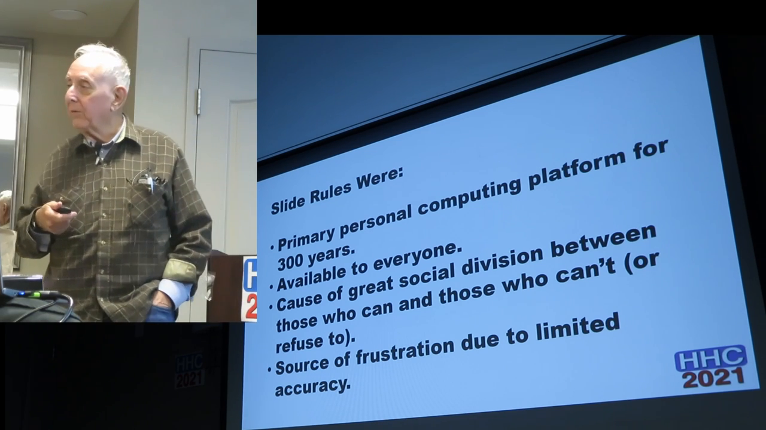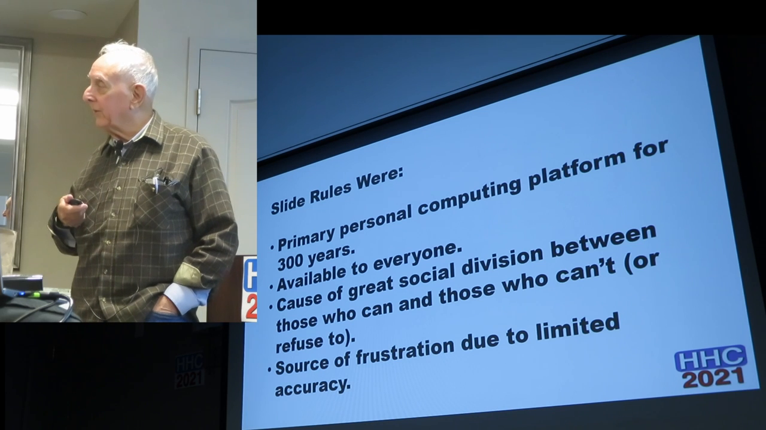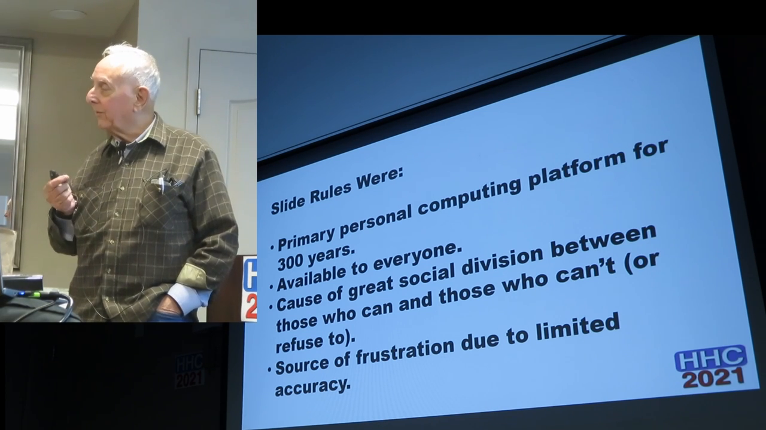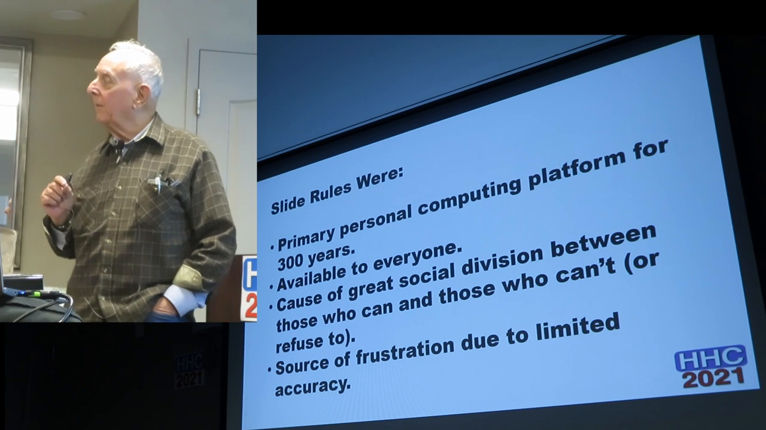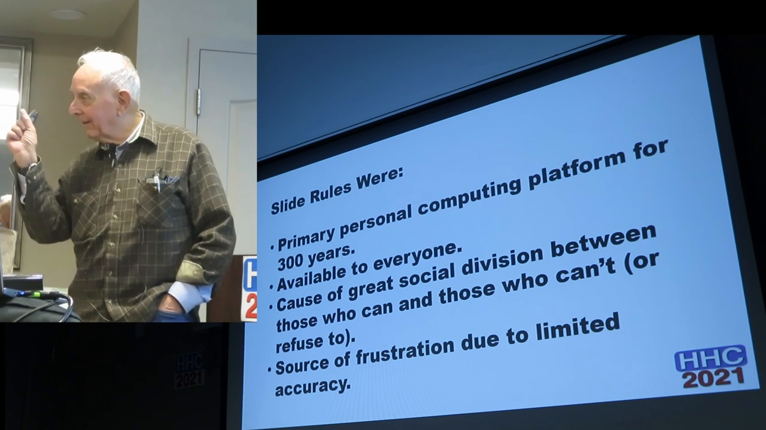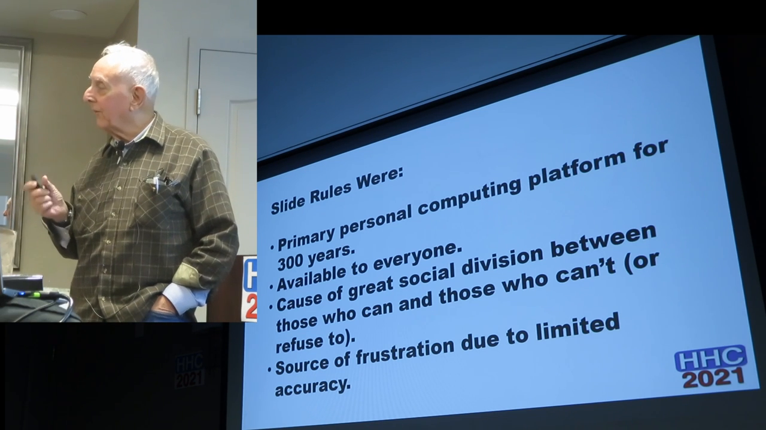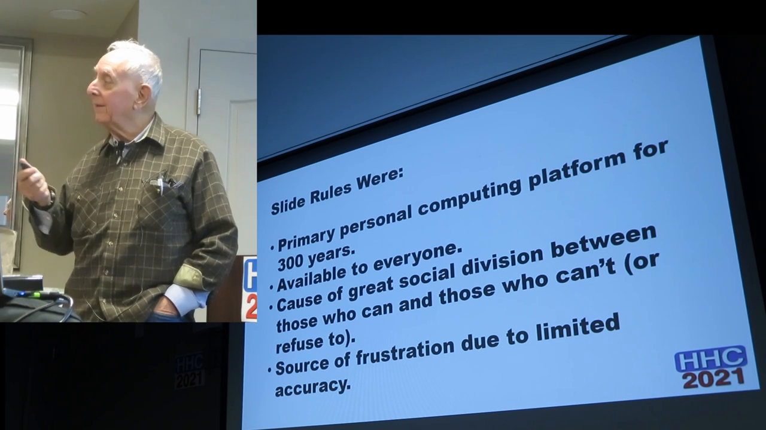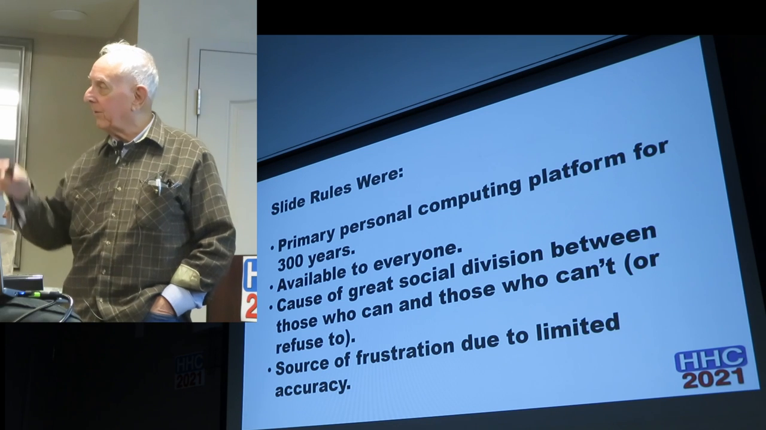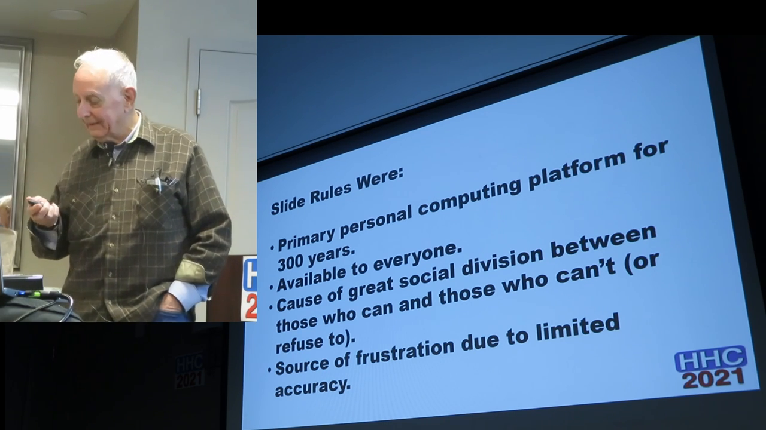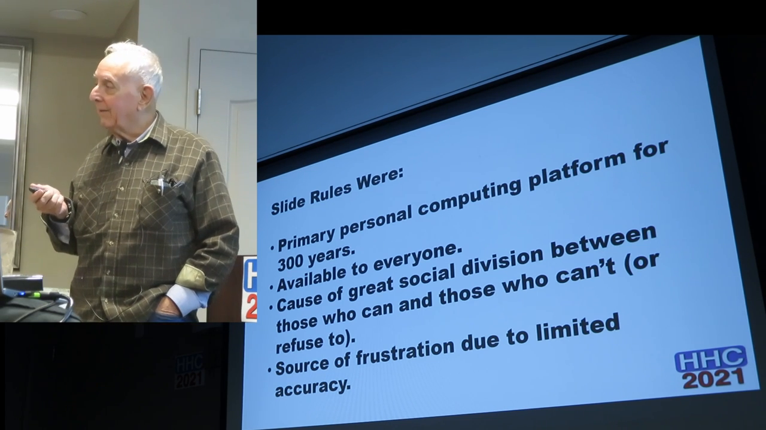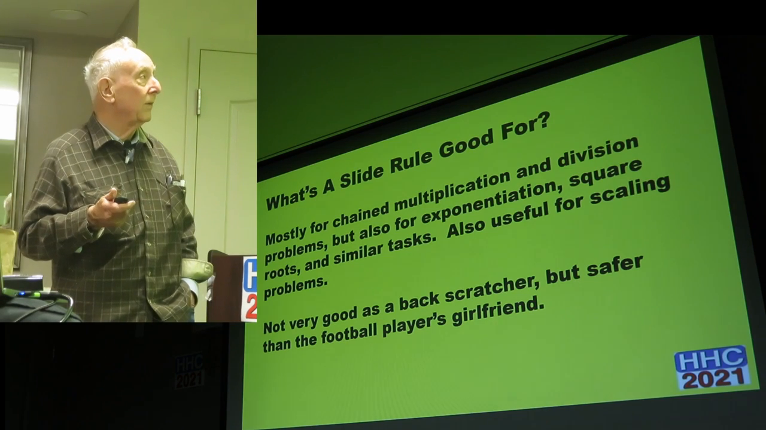One of the problems, of course, with slide rules is the limited accuracy. If you're doing chained calculations, assuming you have a half a millimeter of accuracy in the position of your answer on the slide rule, and you add a half a millimeter accuracy several times, you start to get a bell curve, and it starts to spread out. And so what you need is a more accurate slide rule. And generally that translates into a longer slide rule.